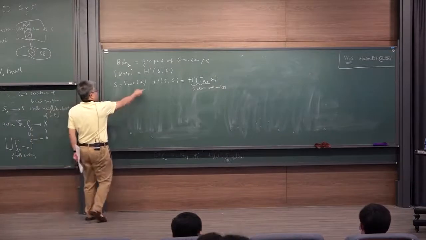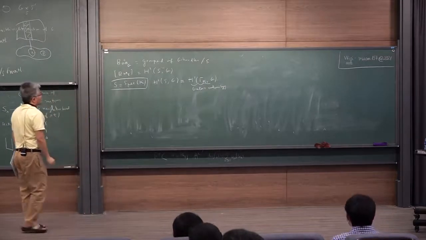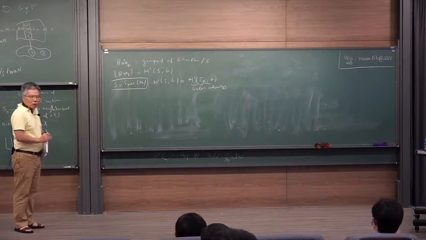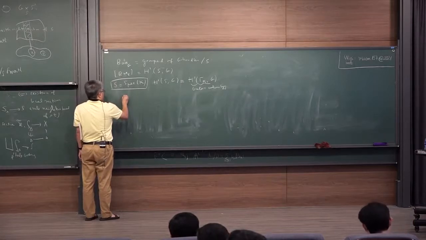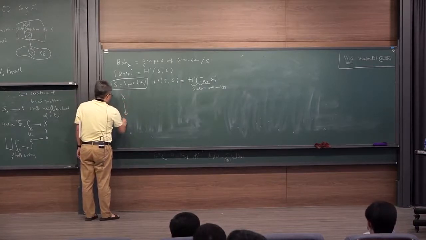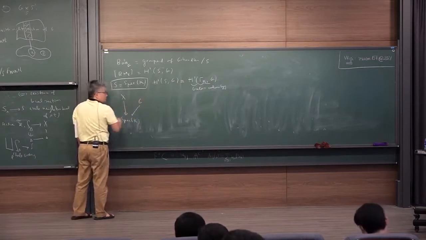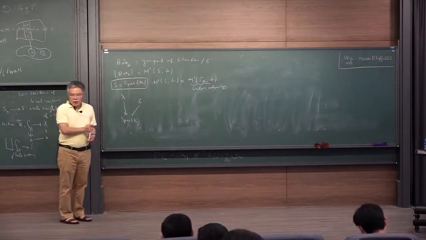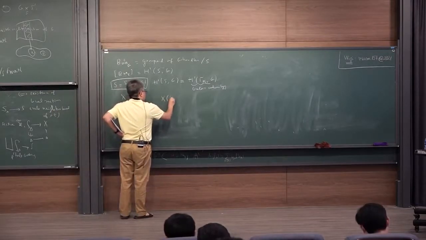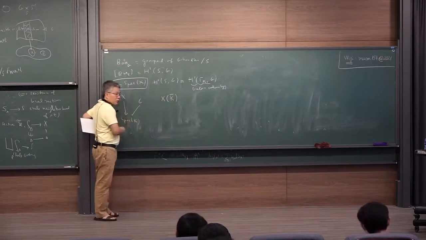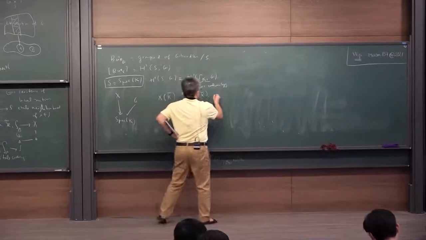So now let's try to understand this. We can make this abstract thing more concrete. So we have a map of X to spec A, which is acted on by G. And now, to forget all the geometry, you have to look at the set X of A bar, the set of points, acted on by G of A bar.